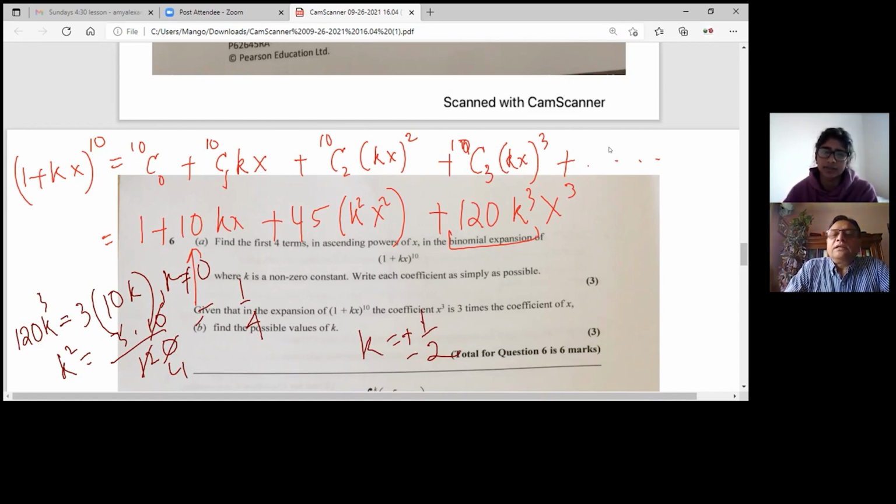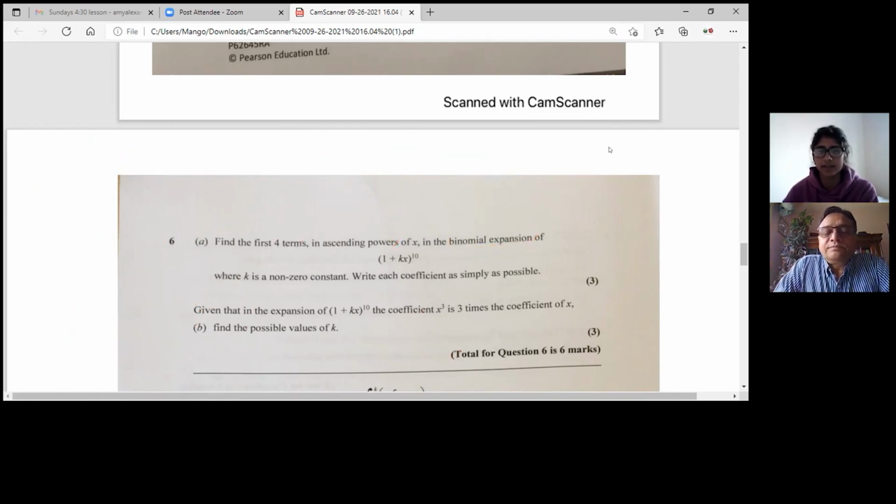So any doubts? Can you explain this? The first part is just binomial expansion, the rules learned there. Like you said, when you expand, because they only want the first 4 terms, we need to make sure we just do up to the x cubed term. And when it says as simply as possible, they just want you to do all that, like 10C0, 10C1, and then cancel everything down.